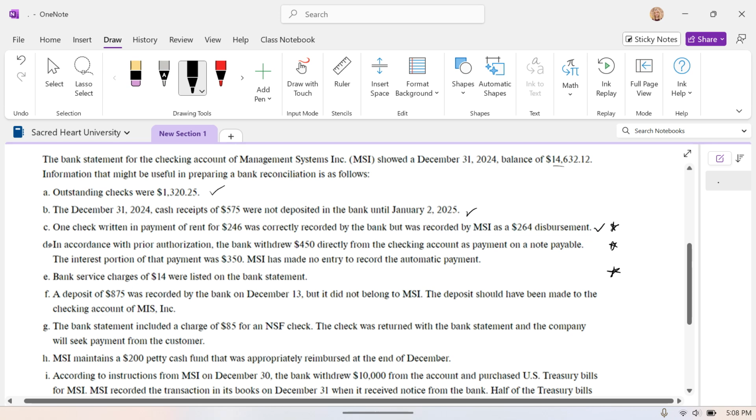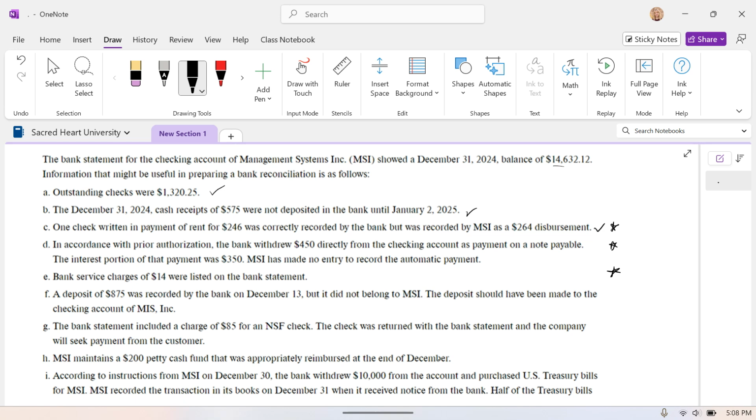The bank withdrew $450 directly from the checking account of the company on a note payable. So the funds were automatically withdrawn from the company's account. The company realizes this as they're trying to figure out exactly how much cash we have. Well, we didn't make this journal entry because we didn't know it was done. We're not reconciling every single day. At this one point in time, we're doing a reconciliation. We need to account for this $450 withdrawal. The interest portion was $350, so the principal portion was $100.